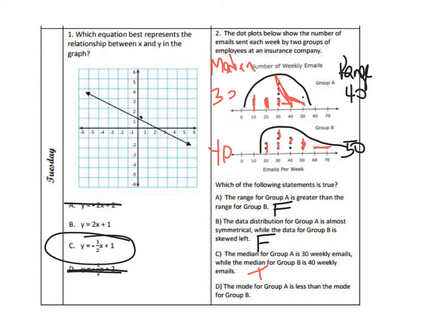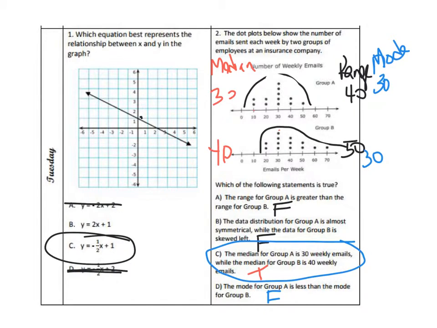Okay, so letter D says the mode for group A is less than the mode for group B. So what's the mode for group A? That's the easiest thing you could see, guys. The mode is the most frequent. So it's 30. So for group A it's 30. For group B it's 30. So it's saying the mode for group A is less than the mode for group B. So that's false. So your answer is going to be letter C.